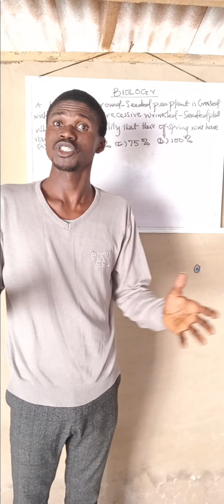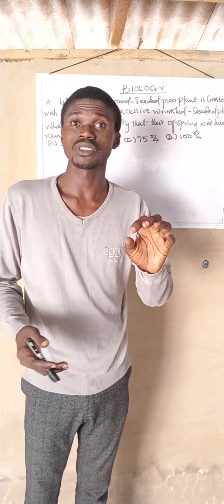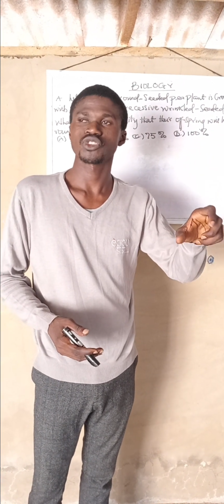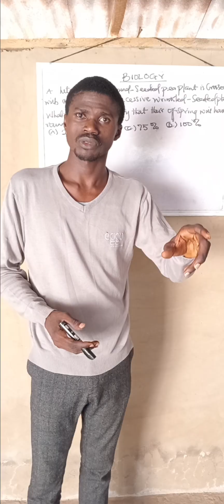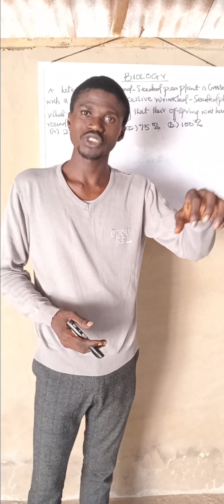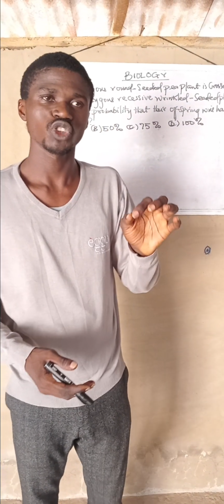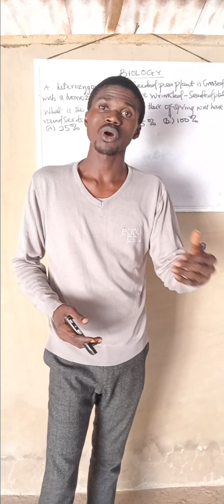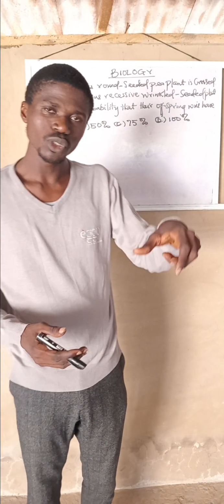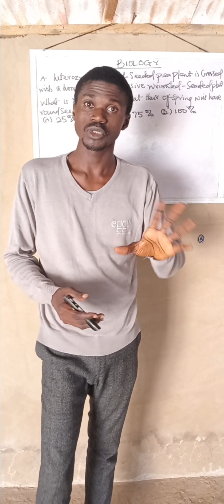Then when you talk about variation, the variation aspect talks about the differences or the changes that take place within living organisms. The differences or changes that take place, which may be either morphological or physiological within living organisms. That is the meaning of variation.